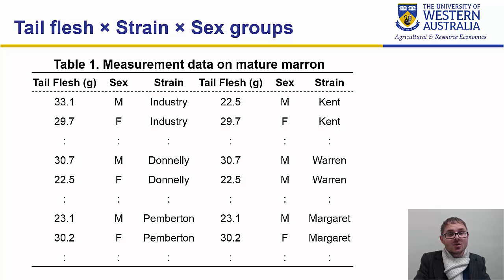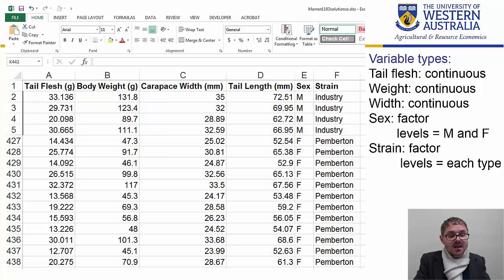So the way that this data might look in Excel is something like this. Here I've just trimmed off, you can see the start and you can see the end observation. You can see the way the data is represented in here, and we have different types of data. For the tail flesh, body weight and carapace width measurement, we would say these are continuous variables. They can take on a wide range of values. The same for the tail length.